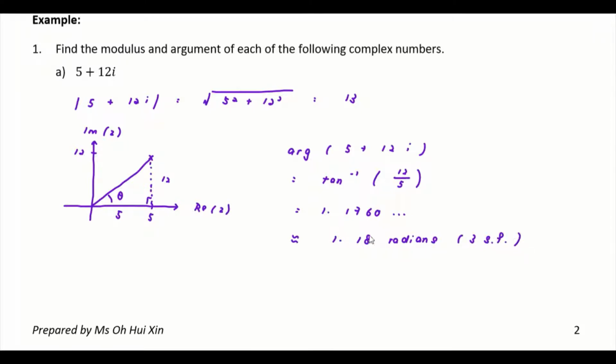You can always check whether the answer you get is correct. For example, for this one it should be a number that is less than half pi radian, so 1.188 is correct here. And normally for argument, we will always express it in radian. We would not use degree. Make sure that you change your calculator to the mode of radian.